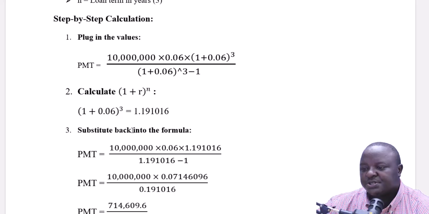So you substitute back into the formula, that is 10 million times the rate of 0.06 times 1.191016 over 1.191016 minus 1.